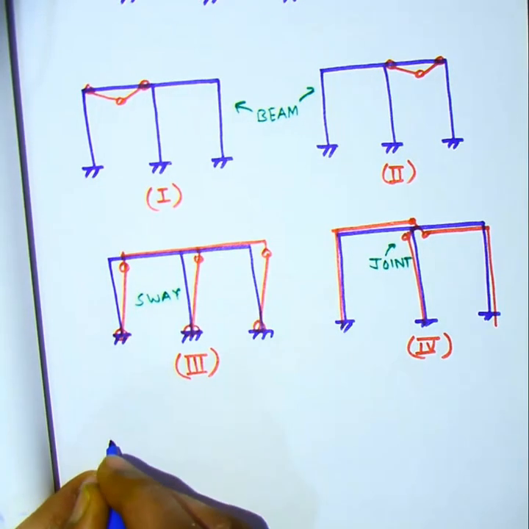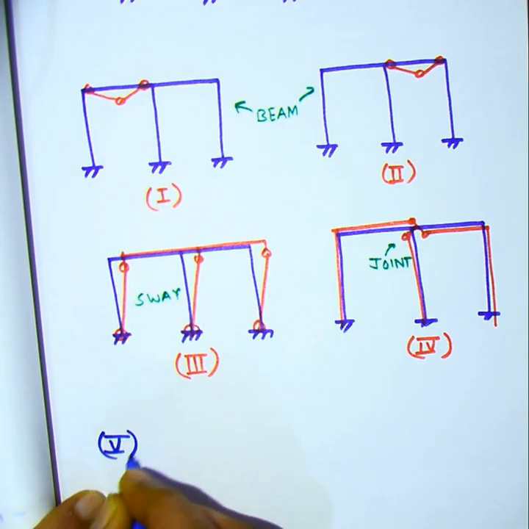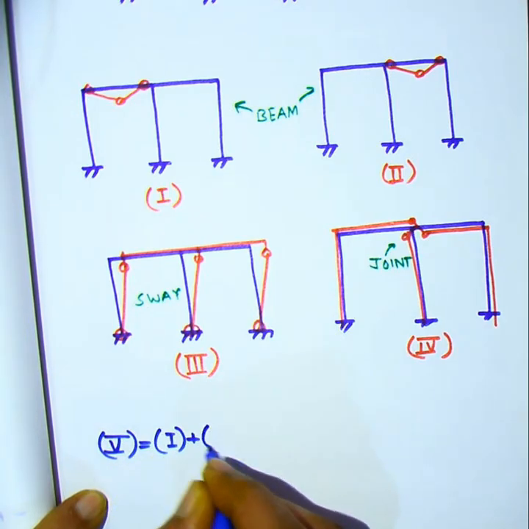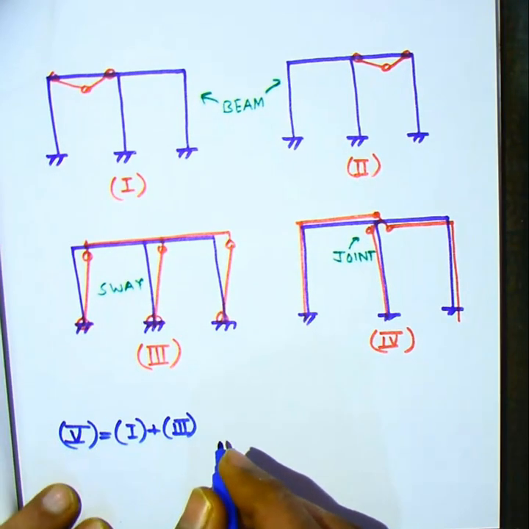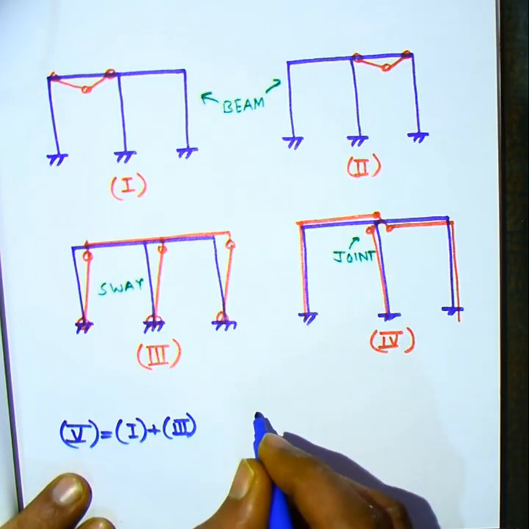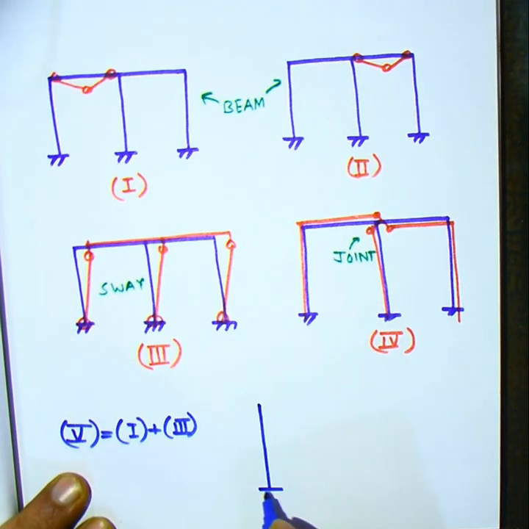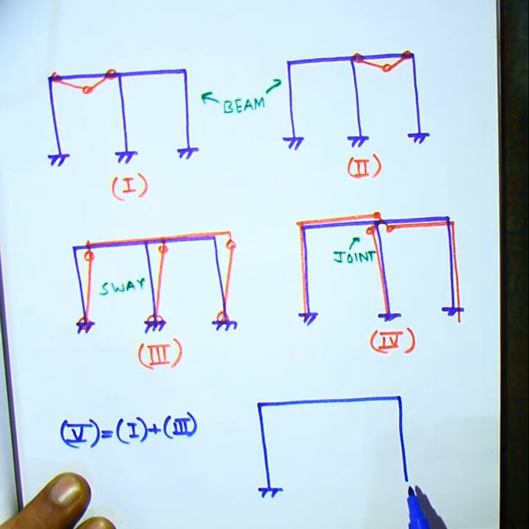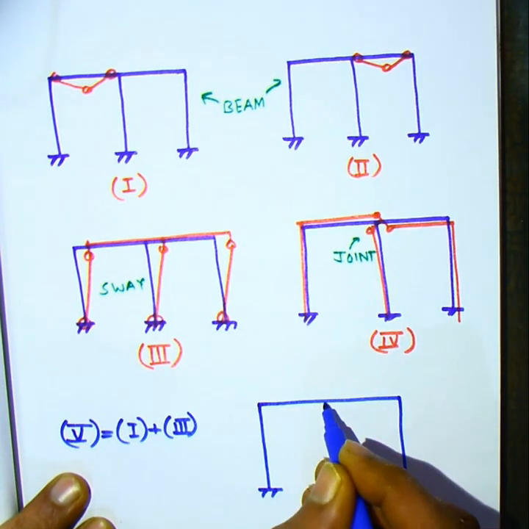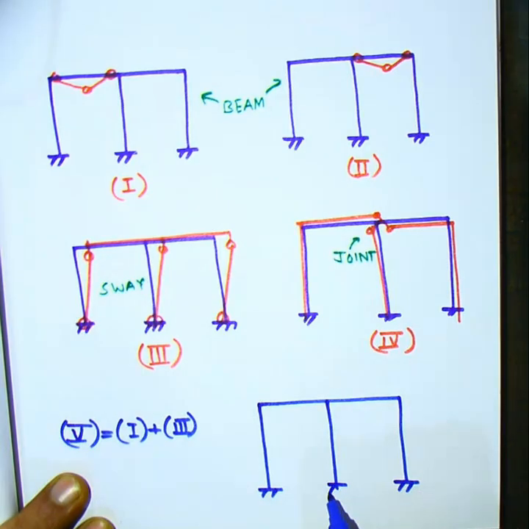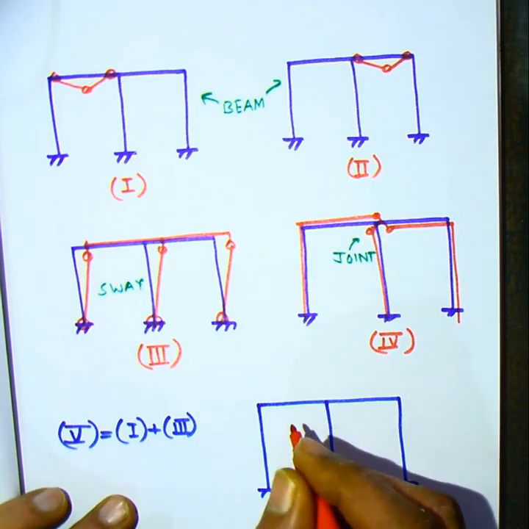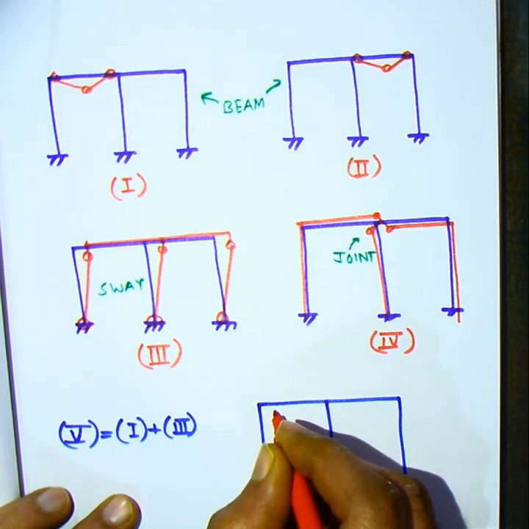Now we can start formulating combined mechanisms. We follow the same approach, that we will combine 2 independent mechanisms first, that is mechanism number 1 and mechanism number 3, the beam mechanism with the sway mechanism, and we will get a new combined mechanism number 5. Thereafter we will use this mechanism as the base and superimpose something else and get a new mechanism. So this process will be carried out.